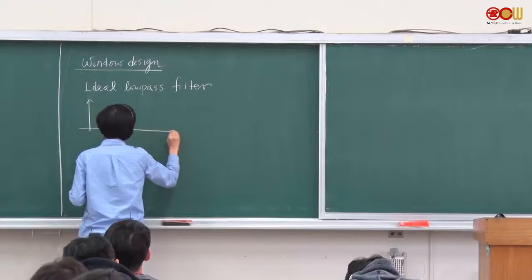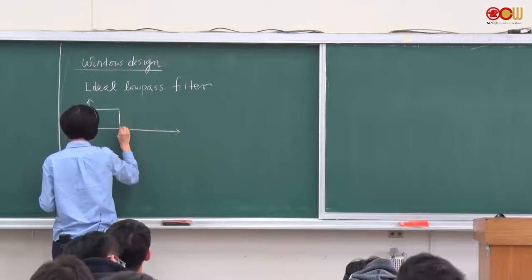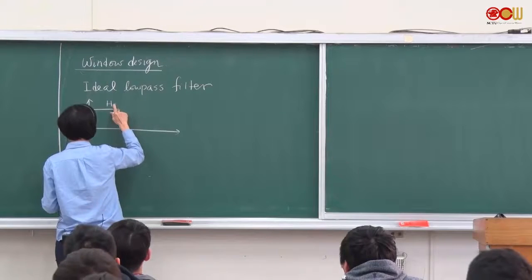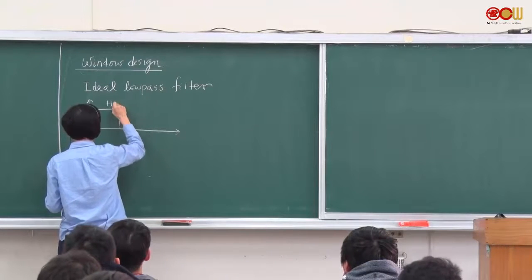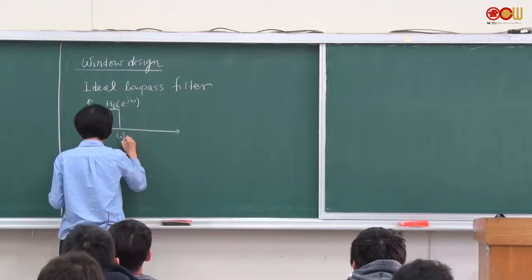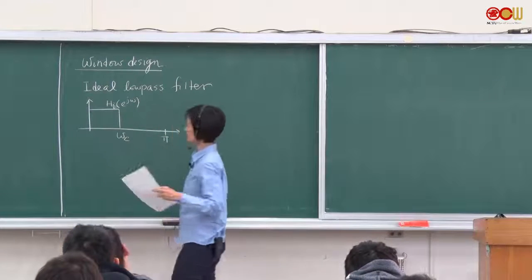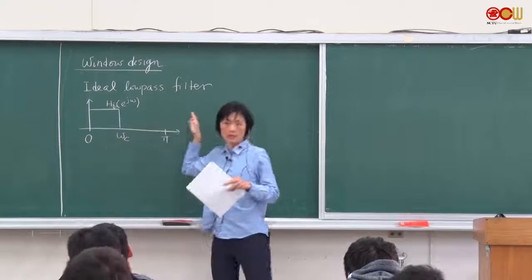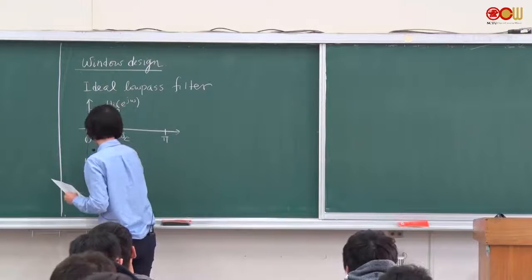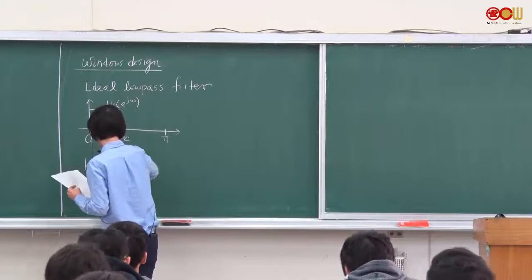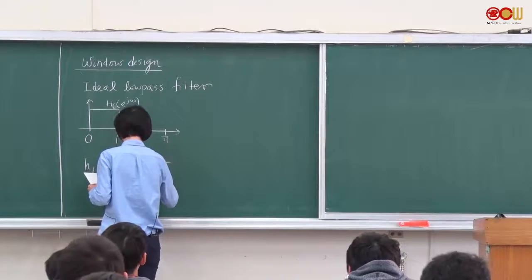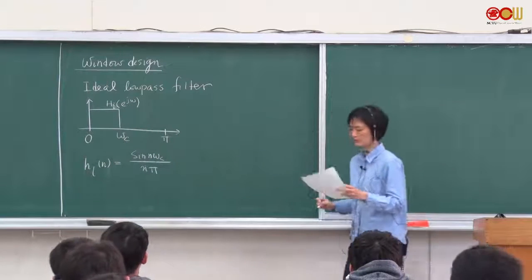The ideal low-pass filter looks like this, right? This is the ideal low-pass filter, and this is the cutoff frequency. Again, we are talking only about from 0 to pi. And we know what the ideal low-pass filter looks like. The impulse response of the ideal low-pass filter is sin(n omega_c) over n pi. Okay, that's the ideal low-pass filter.